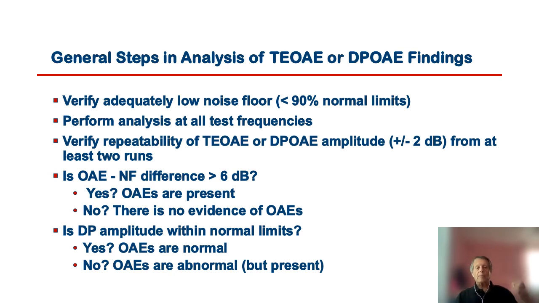So here are the steps I would recommend, 5 simple steps for analyzing OAEs, whether it's transient OAEs or distortion product. First, make sure the noise floor during the measurement is adequately low.